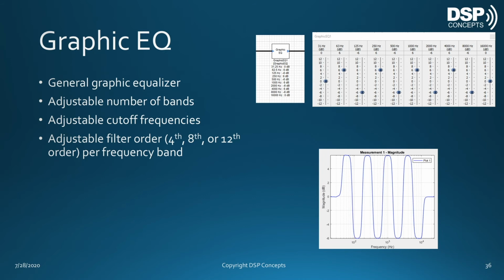Taking this a step further is the graphic EQ module. You can essentially specify the number of stages as an argument. Then you can specify the gain per stage. And you can also specify different order filters for each stage. So depending on how sharp you want it, anywhere from 4th to 12th order filters. So there's 1 filter per frequency band.